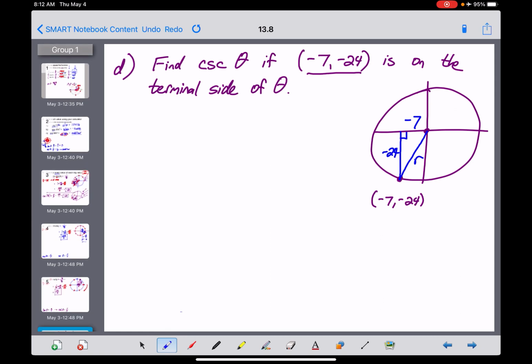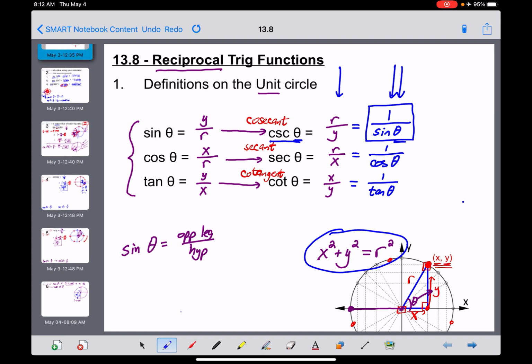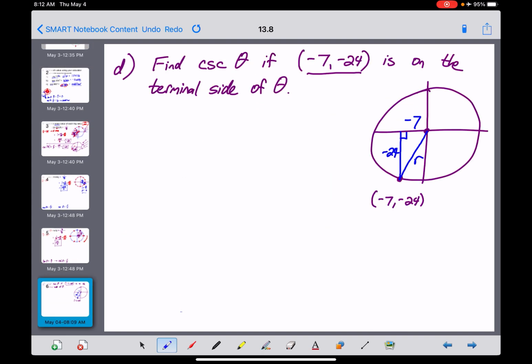And to do that, I'm going to go back to a simple little idea that we had a long time ago, that I moved, and it's right there. No matter where you are on the unit circle, guys, you always have a right triangle formed by x and y for your legs and r for your hypotenuse. And that means that the Pythagorean theorem will tie together all 3 of those sides. So I'm going to do leg squared, and really that negative is in parentheses here, plus the other leg, negative 24 squared, is equal to my radius, or my hypotenuse, squared.